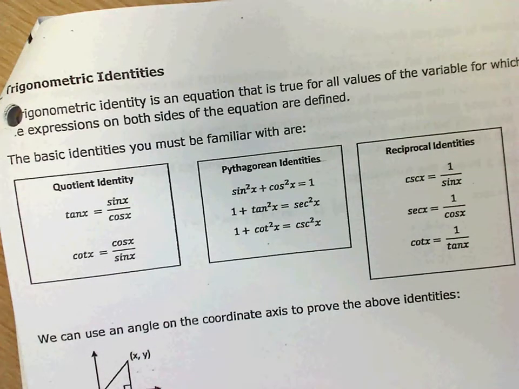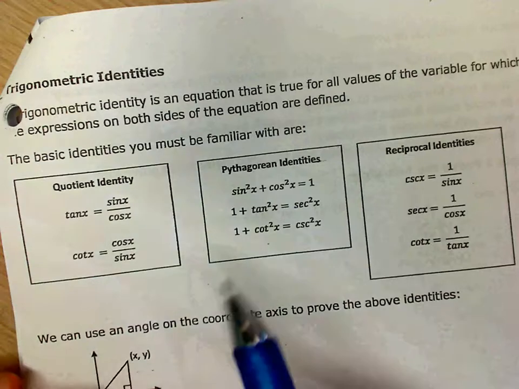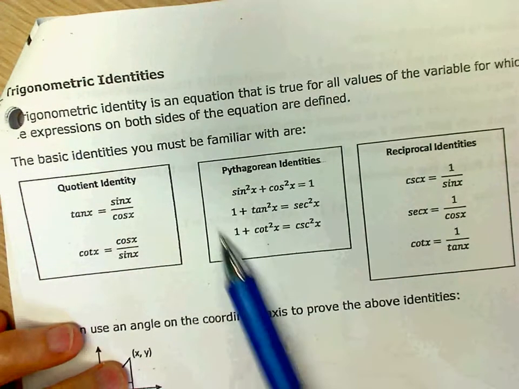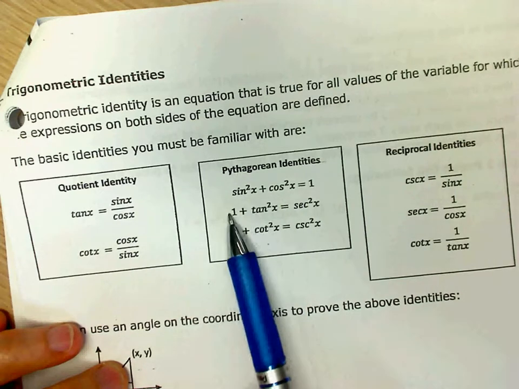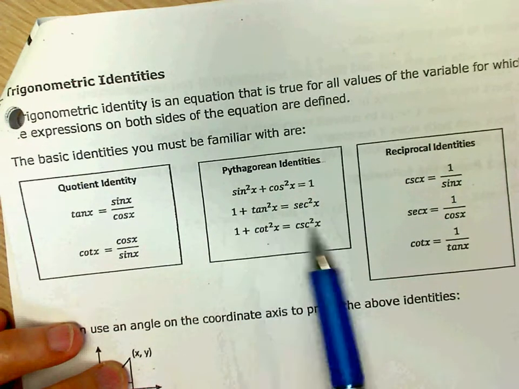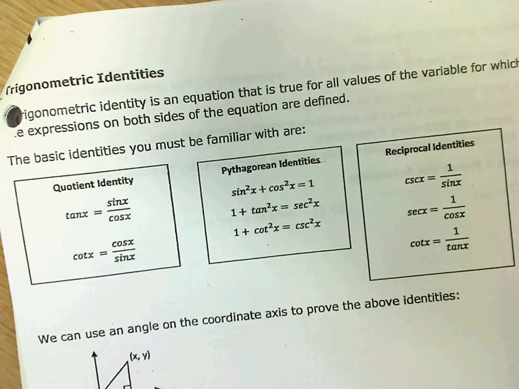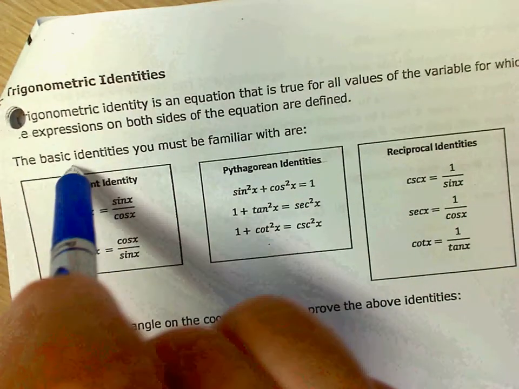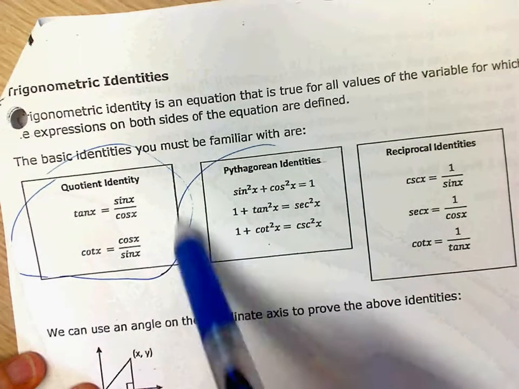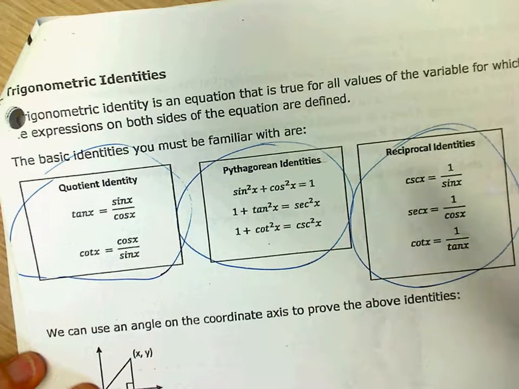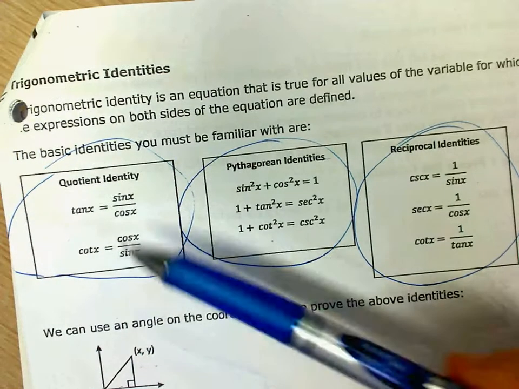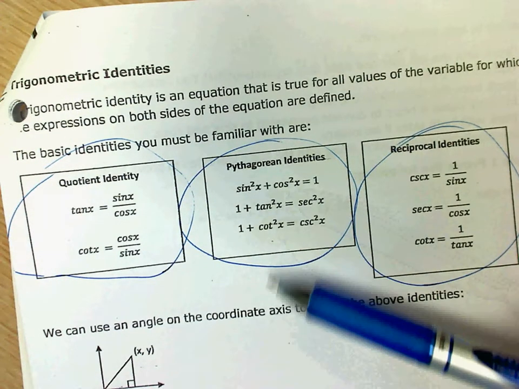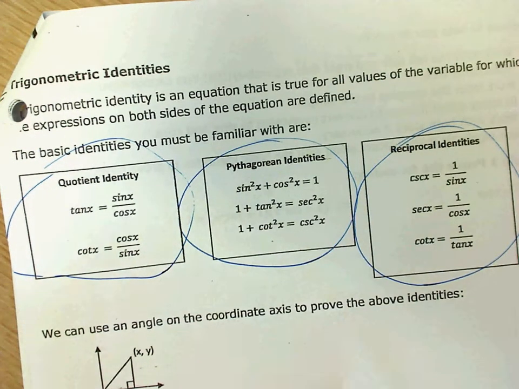Okay, trig identities. I'm going to prove all of these for you. I'll prove this one and I'll show you how these two come from that one. But what it'll boil down to is you need to memorize them, because you need them at your fingertips. However, I will show you how they're derived, okay?